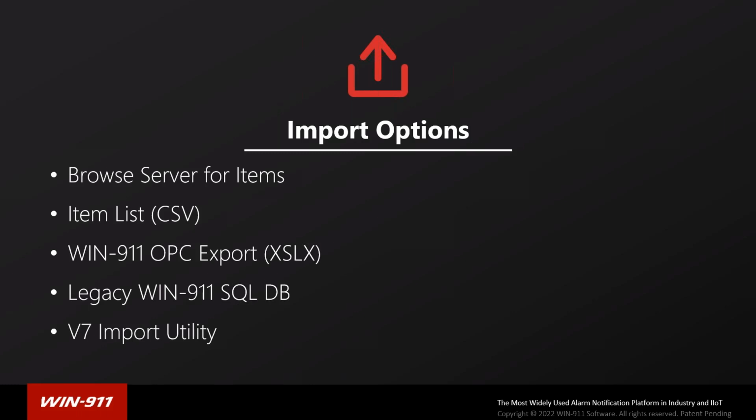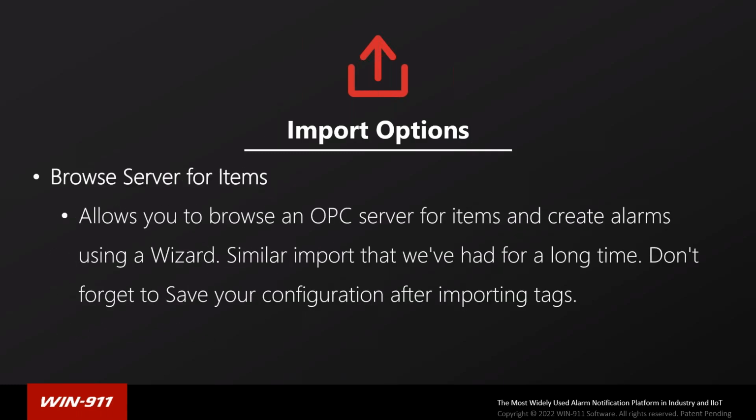We updated that so it would support the new alarm module, data access module. So if you have version 7 configuration, you can just move that into the new data access module. We'll talk about them a little bit more. So the browse server for items: when you point it at a server and hit browse, it loads all the tags on there and shows them to you in a list, and you select the ones that you want, and you can create your alarms on those tags. That's pretty basic.